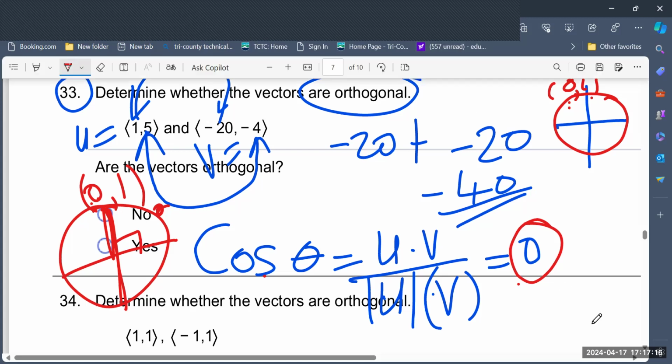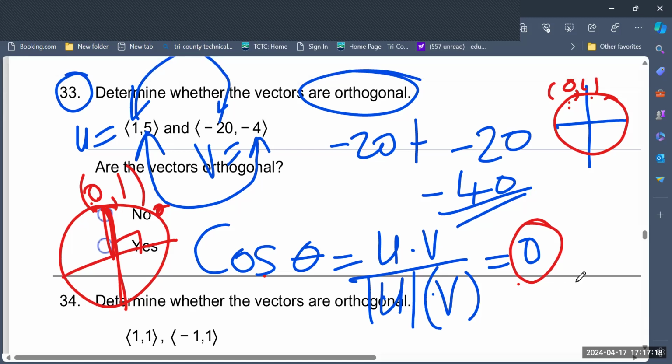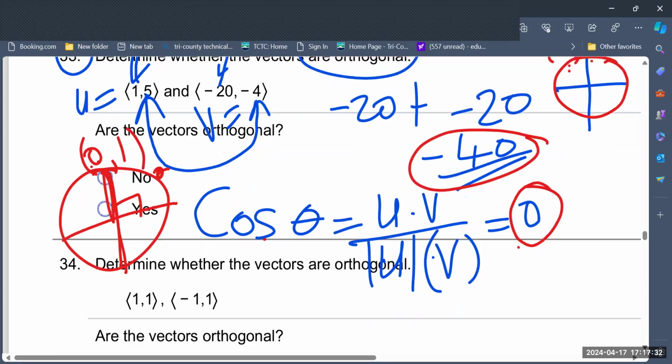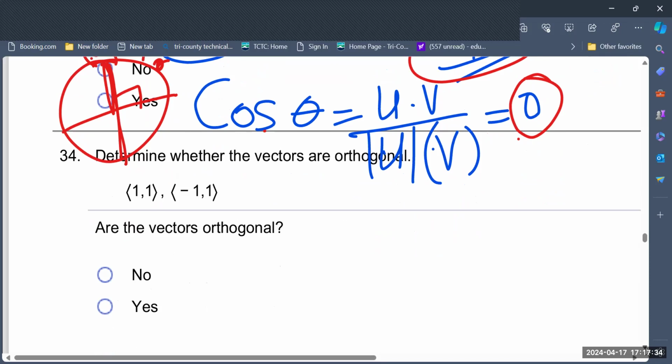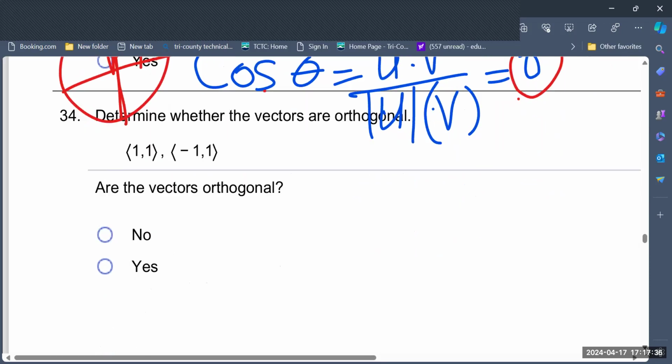So let's go to the next one. We have already found number 33: the vectors are not orthogonal because the dot product is not 0. The dot product is not 0 in number 33, therefore it is not orthogonal. Those two vectors are not perpendicular. So let's go to number 34. It's already going to be in the exam, so you might want to know it.